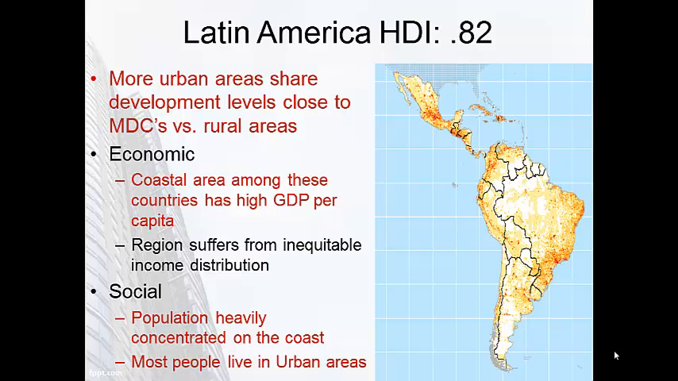Now, these regions suffer from inequitable income distribution, meaning that the reason why people are located on the coast is because there are jobs and better paying jobs versus, let's say, the center or the heart of Latin America.